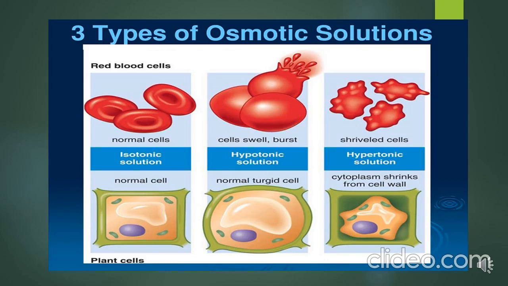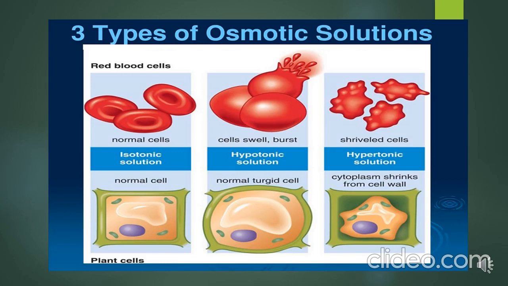But in hypotonic solution, when inside the cell is having lower concentration and outside is having higher concentration, the movement is from outside to inside, that will lead to the cells swelling up, and after some time sometimes they will burst also. So it occurs in the hypotonic solution.